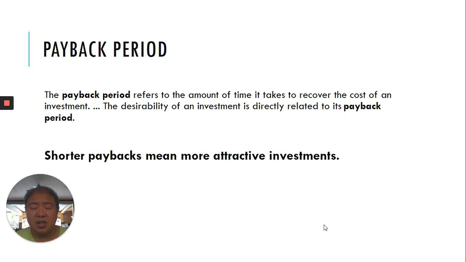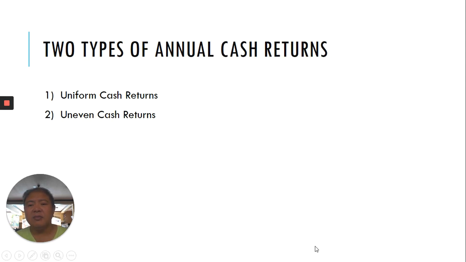Okay, but as a general rule, the shorter the payback period, the more attractive the investment is. Now, there are two types of annual cash return that we have to discuss. Number one, we have the even cash returns and the uneven. Even or uniform cash returns is what we had in our example. The cash returns there are the same from year one to the fifth year, the annual cash return.